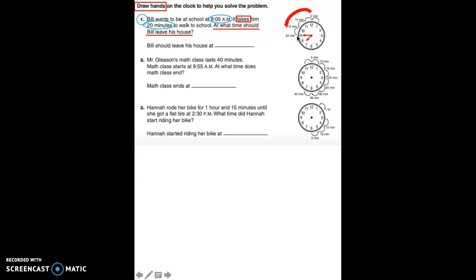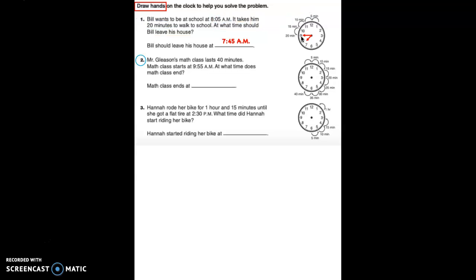Now let's check out the time. Bill should leave his house at, I know it's going to be 7. Let's see what the 9 tells us. I'm going to count by 5s. 5, 10, 15, 20, 25, 30, 35, 40, 45. So Bill should leave his house at 7:45 a.m.